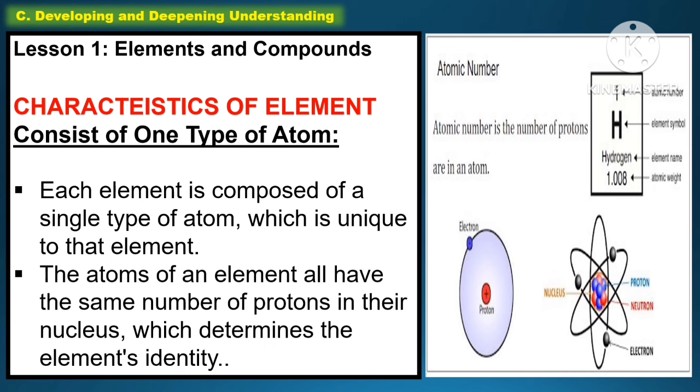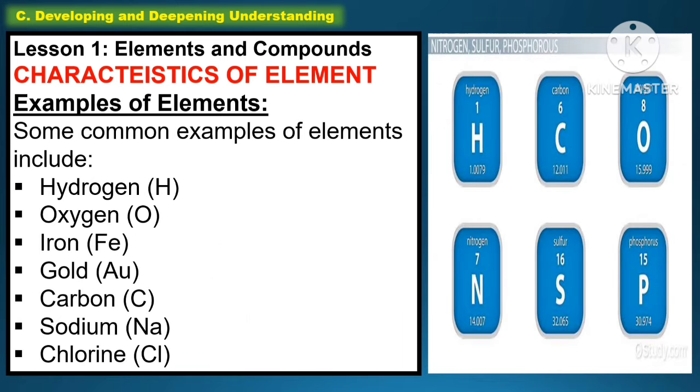Another characteristic of an element is that it consists of one type of atom. Each element is composed of a single type of atom which is unique to that element. The atoms of an element all have the same number of protons in their nucleus, which determines the element's identity. Some common examples of elements include hydrogen, oxygen, iron, gold, carbon, sodium, and chlorine.